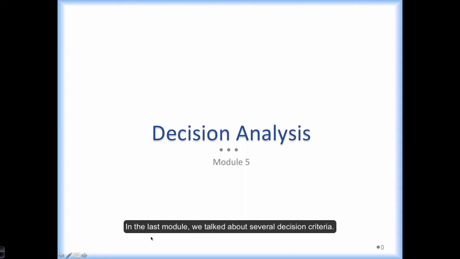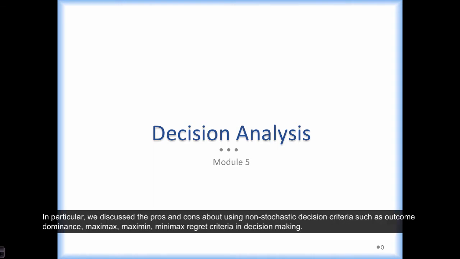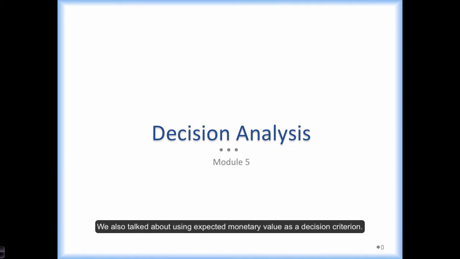In the last module, we talked about several decision criteria. In particular, we discussed the pros and cons about using non-stochastic decision criteria, such as outcome dominance, maxi-max, maxi-min, mini-max regret criteria in decision making. We also talked about using expected monetary value as a decision criterion.